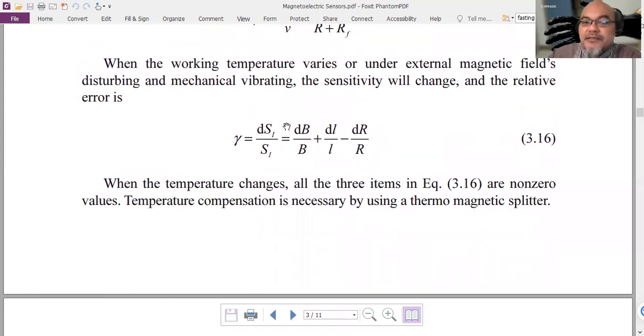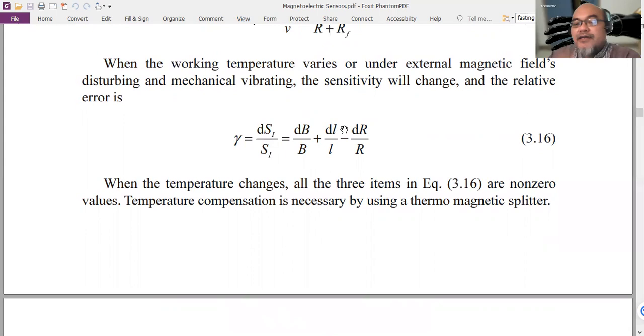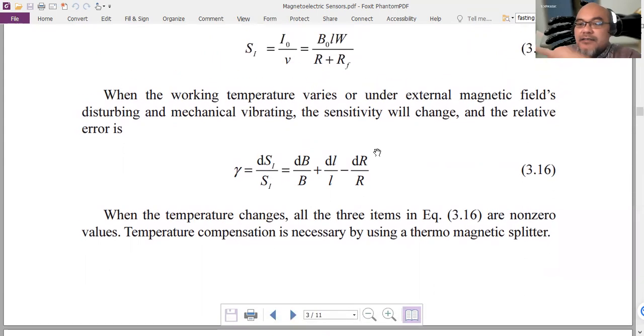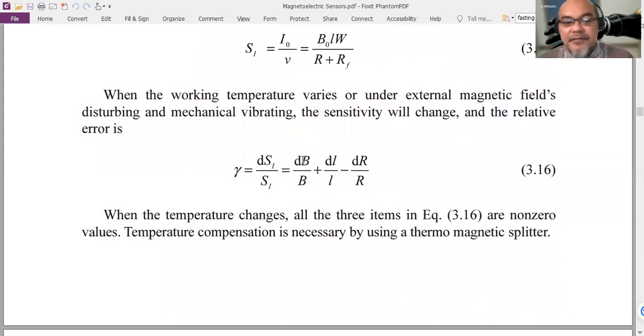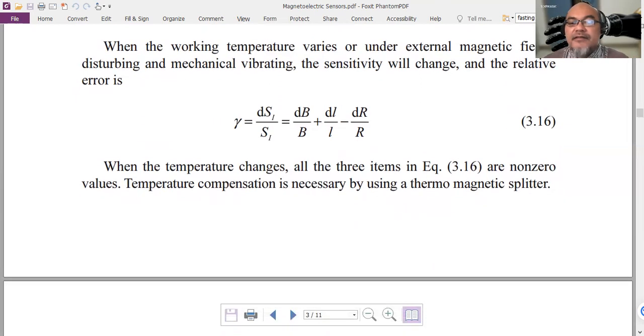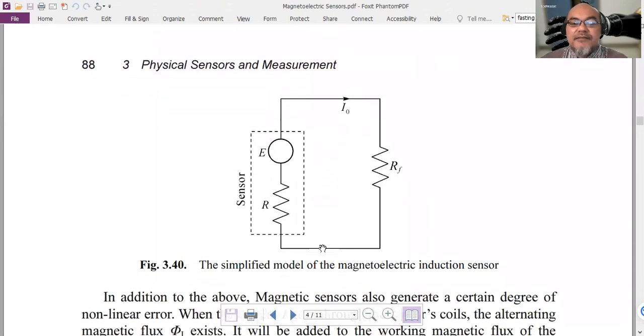When temperature changes, this will change also. The length will expand. The resistance R usually will change also because it usually has a temperature coefficient, which could be a positive temperature coefficient or a negative temperature coefficient, like a thermistor. The magnetic flux will also change because the permeability will change. Therefore, each of these terms will be non-zero. And temperature compensation is necessary to compensate this error due to temperature changes, using a thermomagnetic splitter.